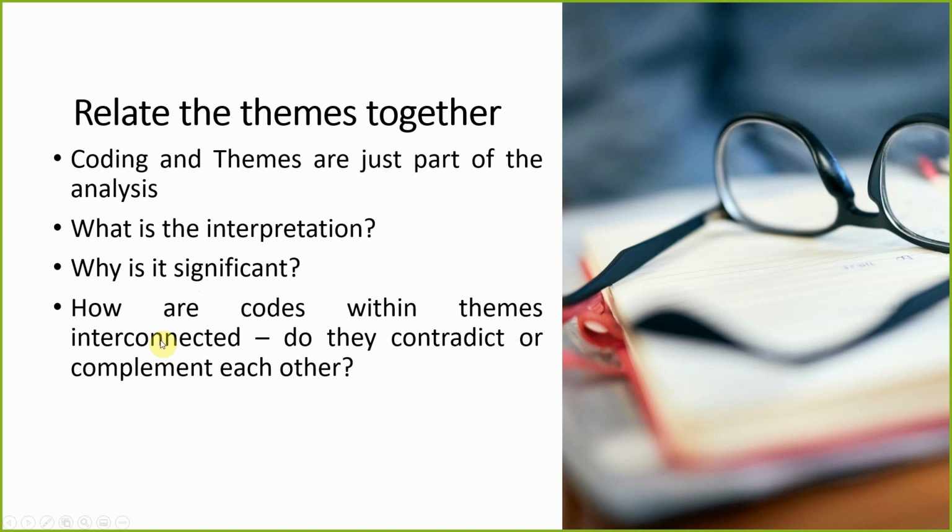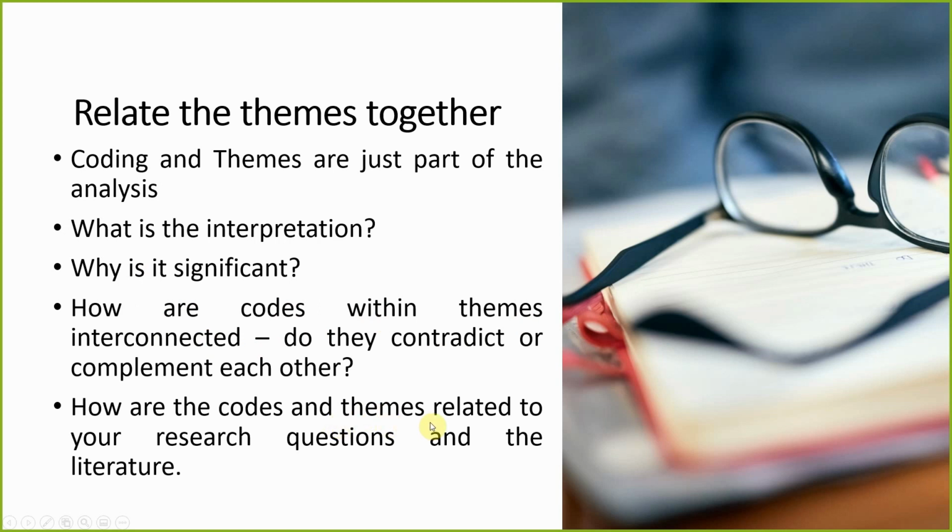How are the codes within the themes interconnected? Do they contradict or complement each other? And finally, how are the codes and themes related to your research question? This is very important. Go back to your research question and see if your codes are actually relevant to the research questions or the research objective. If not, then you have to go back to the drawing board, and consider whether or not you should have coded this. So in qualitative research you have to go back and forth again and again.